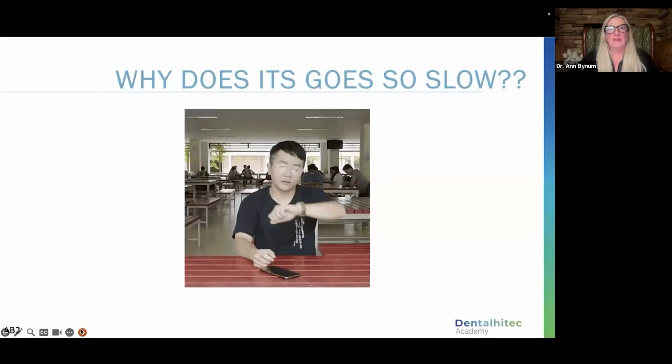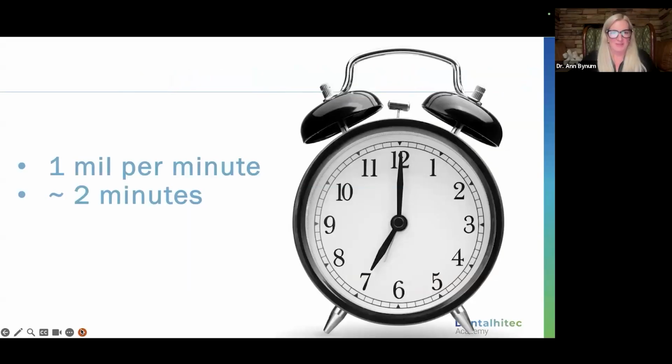Another question we get: why does it go so slow? It really just feels that way. I promise you it's going to make your dental appointments so much faster. The device delivers about 1 mil per minute, but like we said, it'll increase and decrease speeds depending on what type of bone it encounters. But 2 minutes tops to give the whole carpule.